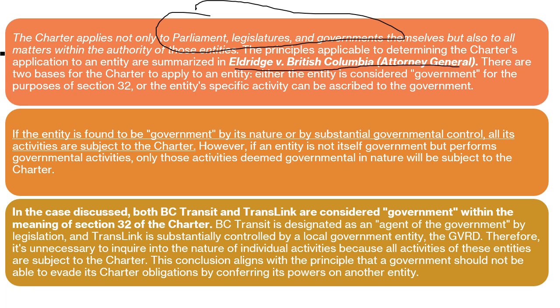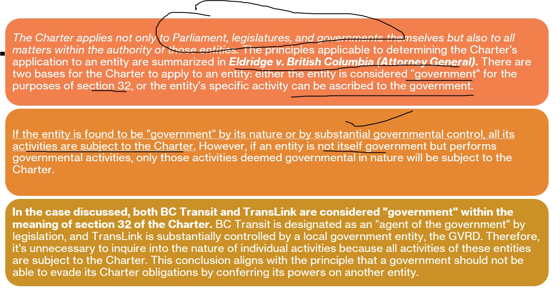So principles that were related to interpretation of charter to entity were summarized beautifully in the previous case of Aldrich. There are two bases for the charter to apply to an entity. Firstly, it should be a government entity for the purpose of Section 32 application. Entity-specific activity can be ascribed to the government. So if the entity is found to be government by its nature, or by substantial government control, or by any regulation, like we saw in the Aldrich case, that there were few objectives assigned by the government to a particular authority to get fulfilled, then for all those activities we have to apply charter.